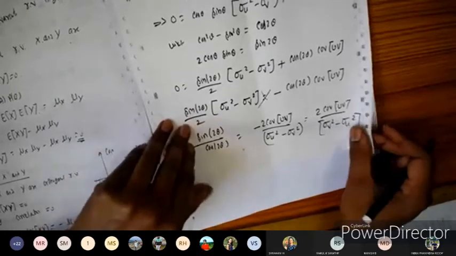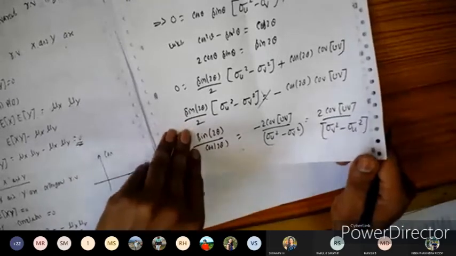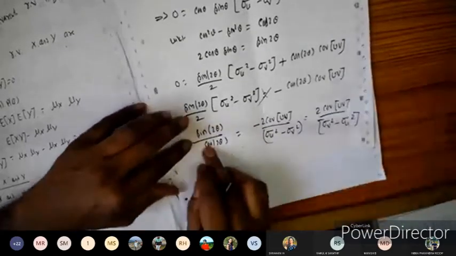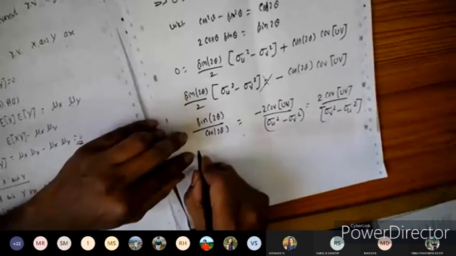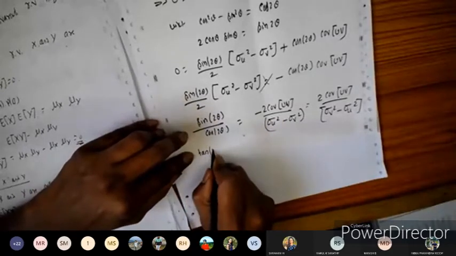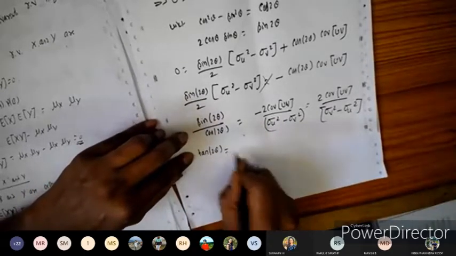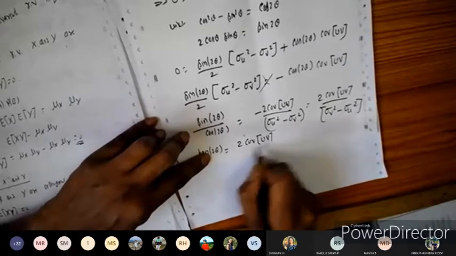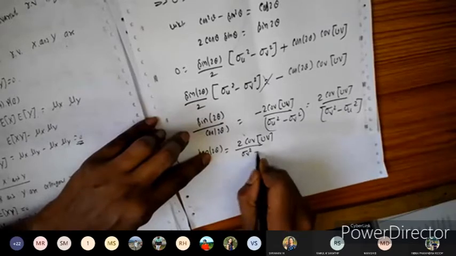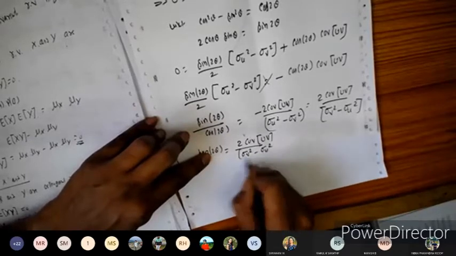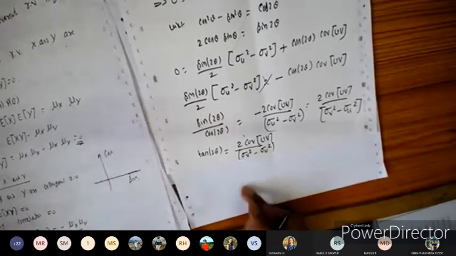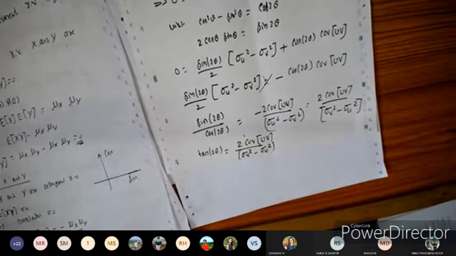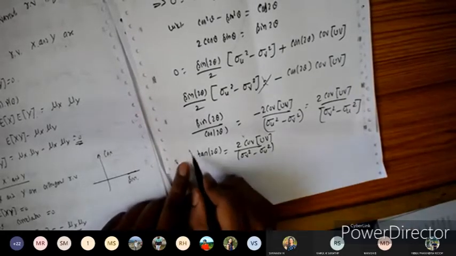We know that sin theta divided by cos theta is tan theta, so here it becomes tan 2 theta. So this is nothing but 2 into covariance of u and v divided by sigma v square minus sigma u square. This will be helpful in order to find out the angle between any two random variables.